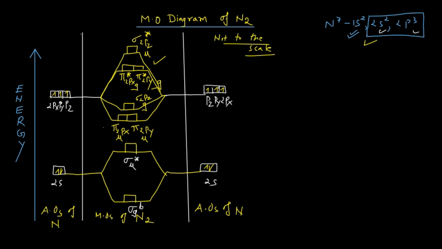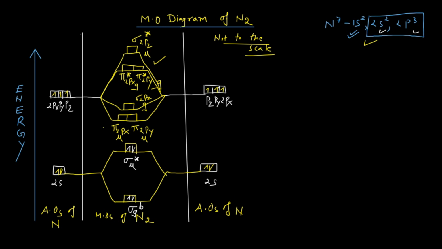Now you have to fill the electrons in it. So 2, 3, 4, 5, 6, 7, 8, 9, 10. A total of 10 electrons are there, and you need to accommodate these 10 electrons in these molecular orbitals. So how will I fill them? Please focus here, how I am doing it.